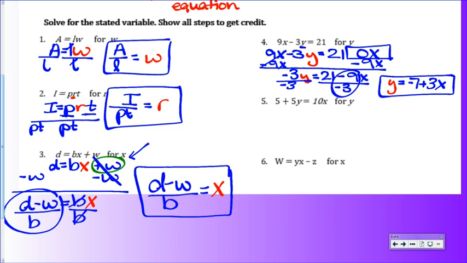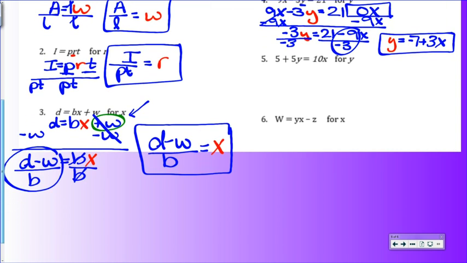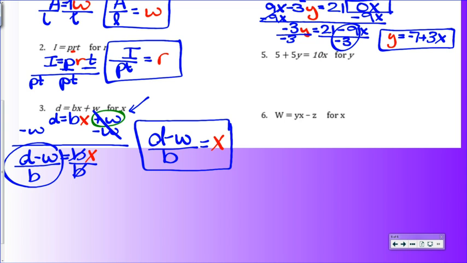Number 5. 5 plus 5y equals 10x, and we're still solving for y. You guys get used to solving for y. You're going to be doing it a lot. Okay. So our x's are already on the opposite side of our equation from the y's. So the first thing we need to move is this constant here, this plus 5. So I'm going to subtract 5 because it's a positive 5. So we have 5y equals 10x minus 5.